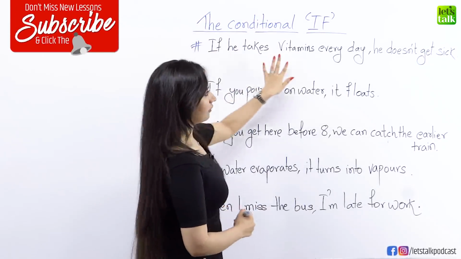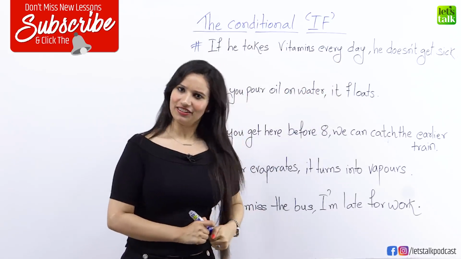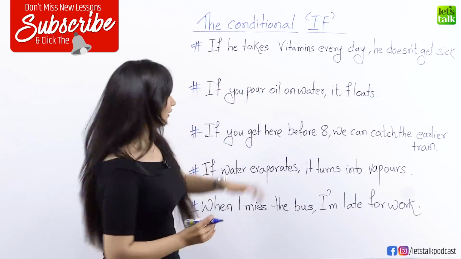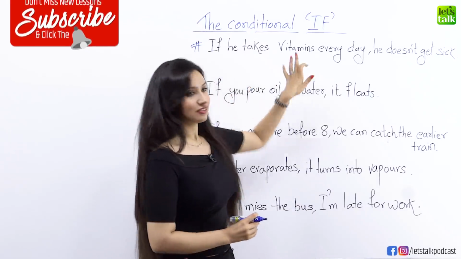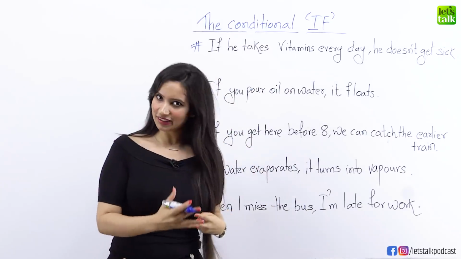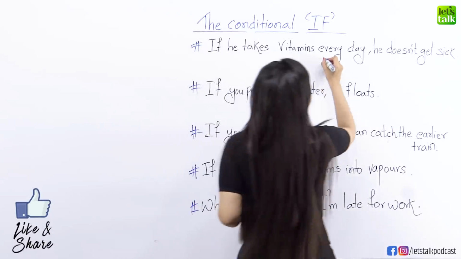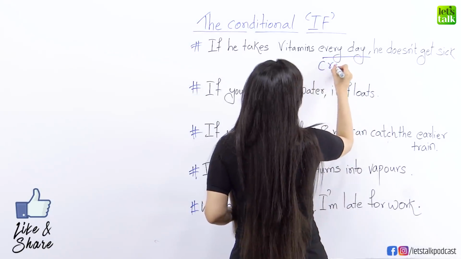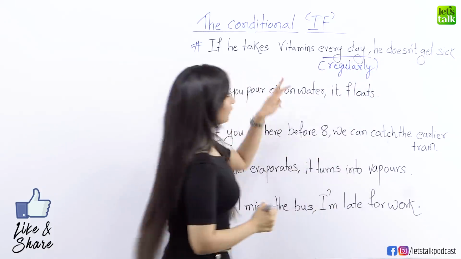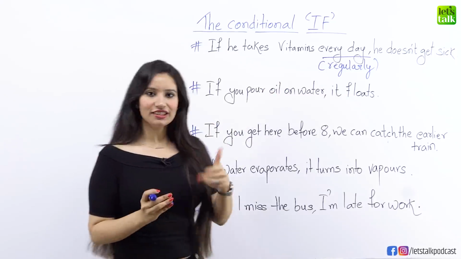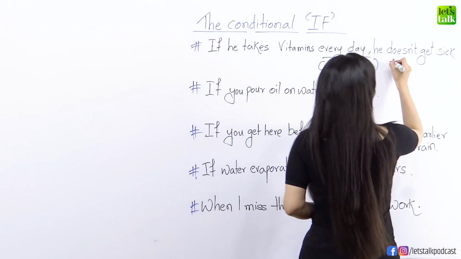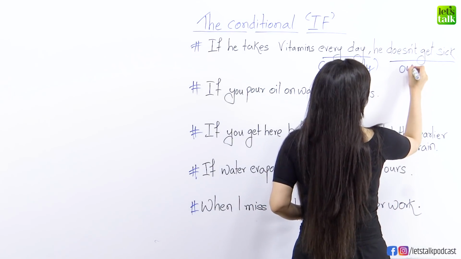If he takes vitamins every day, he doesn't get sick. This is our first example. What action is being performed here? The action of taking vitamins every day. What do you think when you read the word every day? Something that happens regularly. And what happens if he takes vitamins every day? He doesn't get sick. What's that? That's the result. Yes. Or maybe we can say that's the outcome.